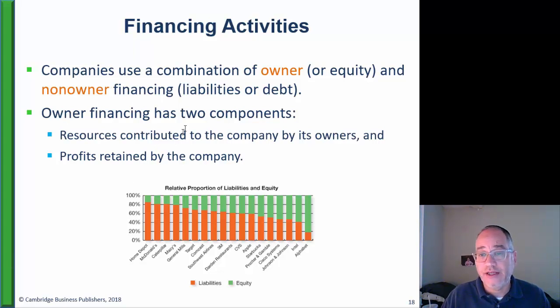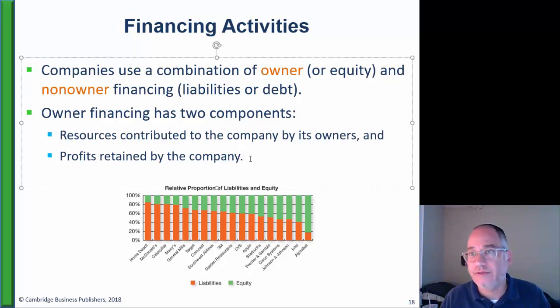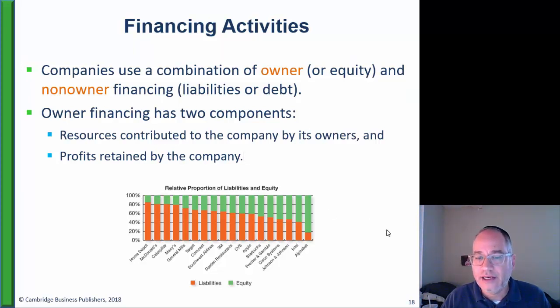It really has three. It has resources contributed to the company by its own owners. That's called contributed capital. And profits retained by the company. That's called retained earnings. And here again, you can see the proportion. A company like Home Depot has very high liabilities but very little equity. McDonald's likewise has pretty high liabilities, low equity. Whereas Google has very low debt, or Intel, these high-tech companies have very little debt and relatively high equity.